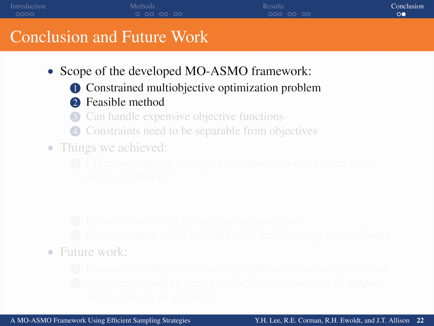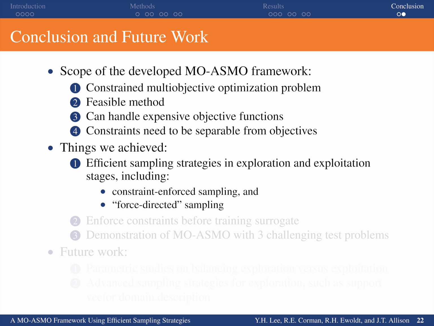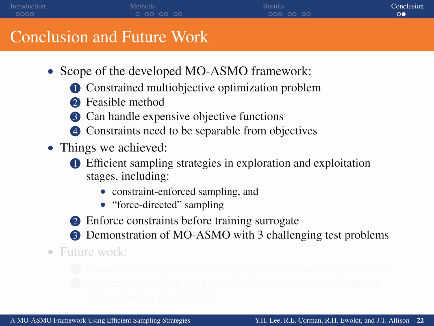These are conclusions. We developed a MO-ASMO algorithm for constrained multi-objective optimization problems. It is very efficient when the constraints are independently solvable and cheap, while the objective functions are expensive. We developed efficient sampling strategies for exploration and exploitation. All the constraints are enforced before training the surrogate, so as not to waste expensive high-fidelity computation results, and tested using these three challenging problems.